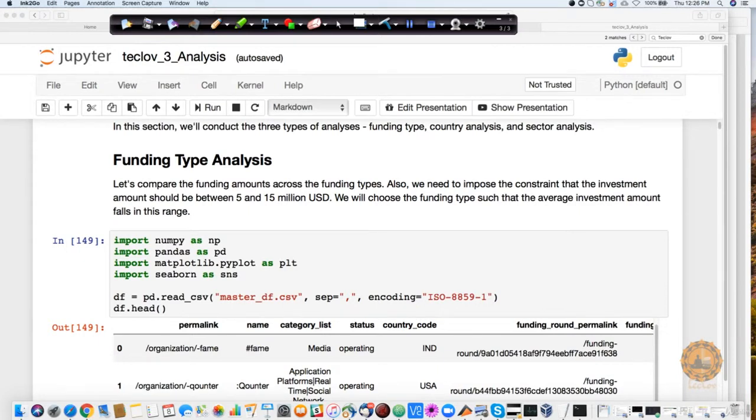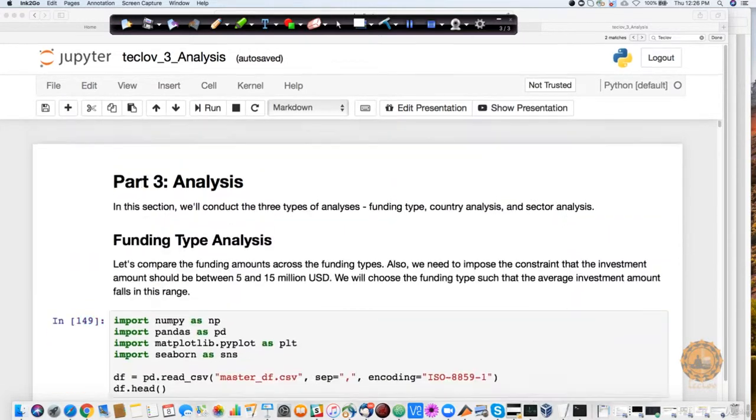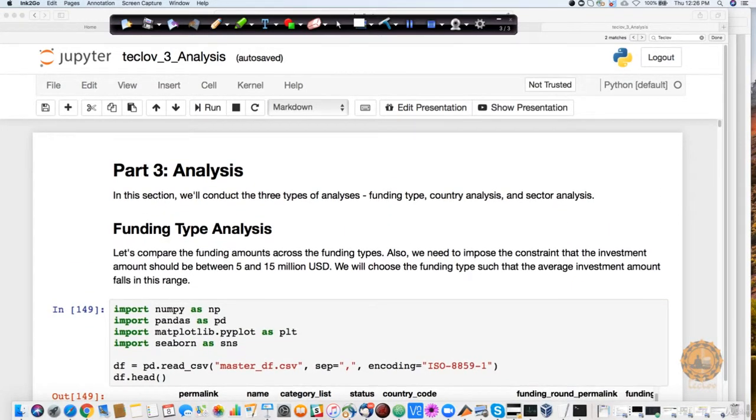So now in this part, we are going to perform some analysis. If you recall from our problem statement, we have to perform funding analysis, country analysis, and sector analysis, right? These are the places where Tech Club would like to invest.